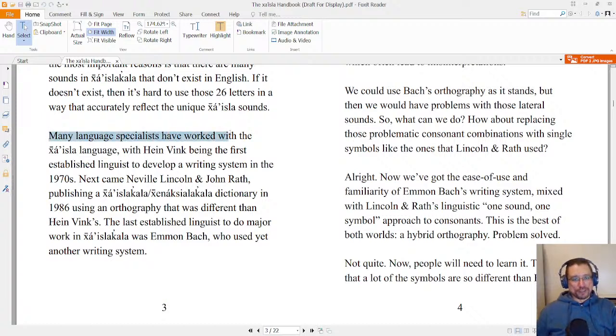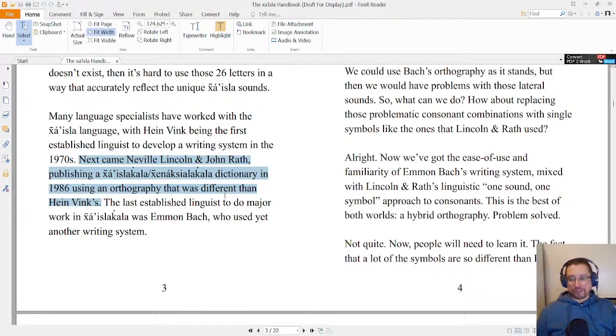Now, many language specialists have worked with the xa'isla language, with Handbook being the first established linguist to develop a writing system in the 1970s. Next came Neville Lincoln and John Rath, publishing a xa'isla dictionary in 1986, using an orthography that was different than Handbook's. So that's been one of the difficulties that we've had in dealing with our language, is that we've had a lot of linguists that have worked with our language in the past few decades. They've all developed their own writing systems. So there were 5 developed since about 1970. So that's a lot. Try to keep that in mind.